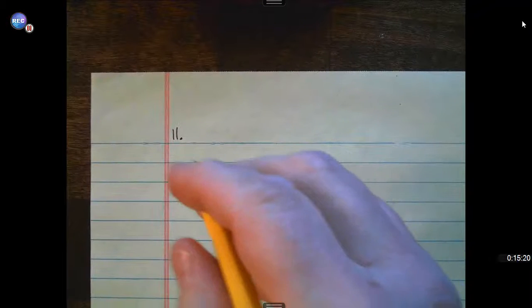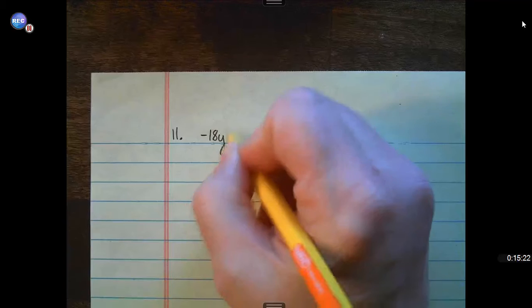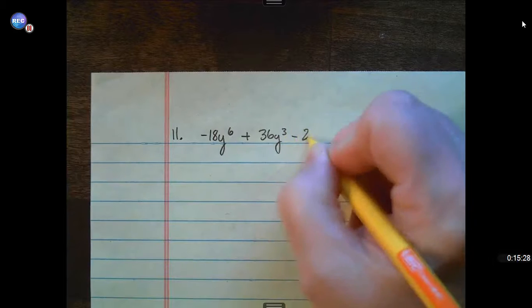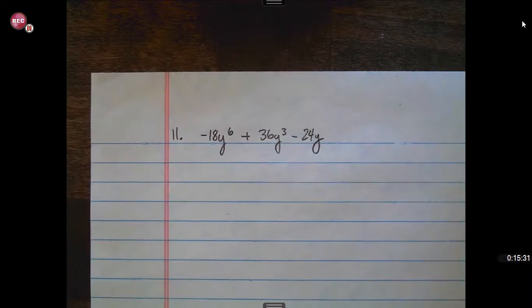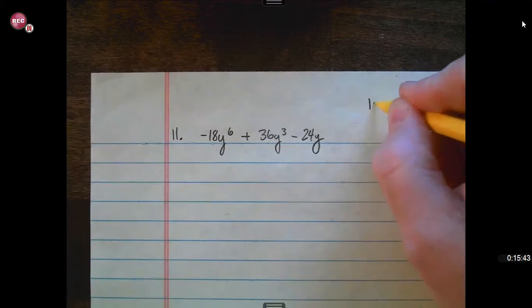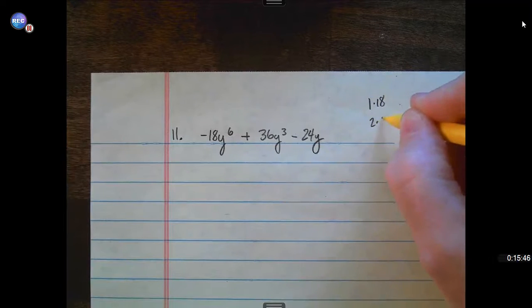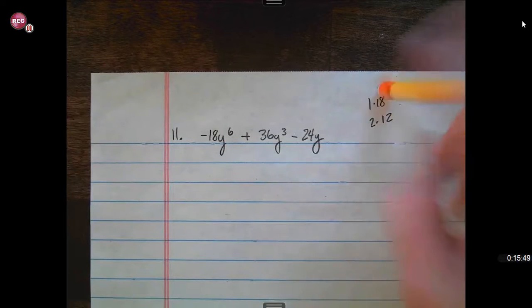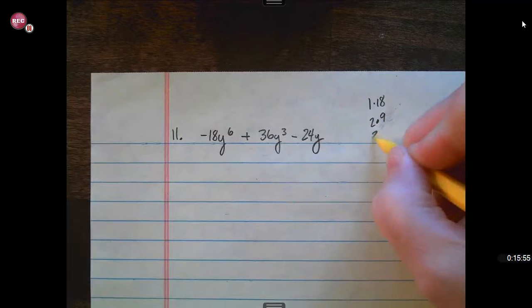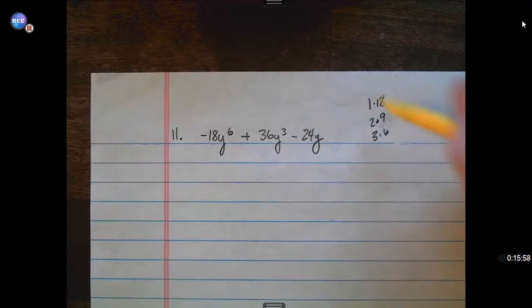Number 11 says we have negative 18 y to the 6th plus 36 y to the 3rd minus 24 y. They're not asking us to factor out the greatest common factor. They're just asking us to find the greatest common factor. If I take the smallest one, 18, 18 is 1 times 18, 2 times 9, 3 times 6, and so then I look at these factors.